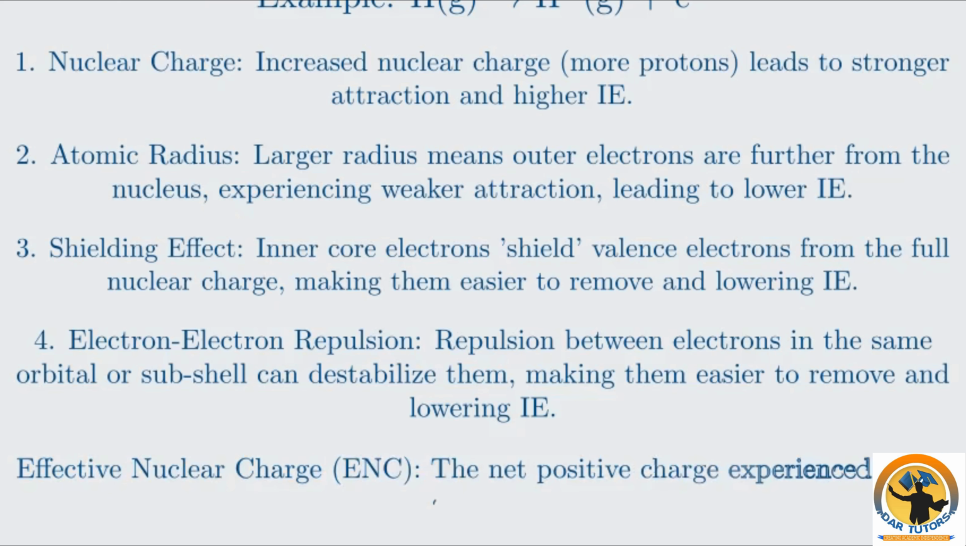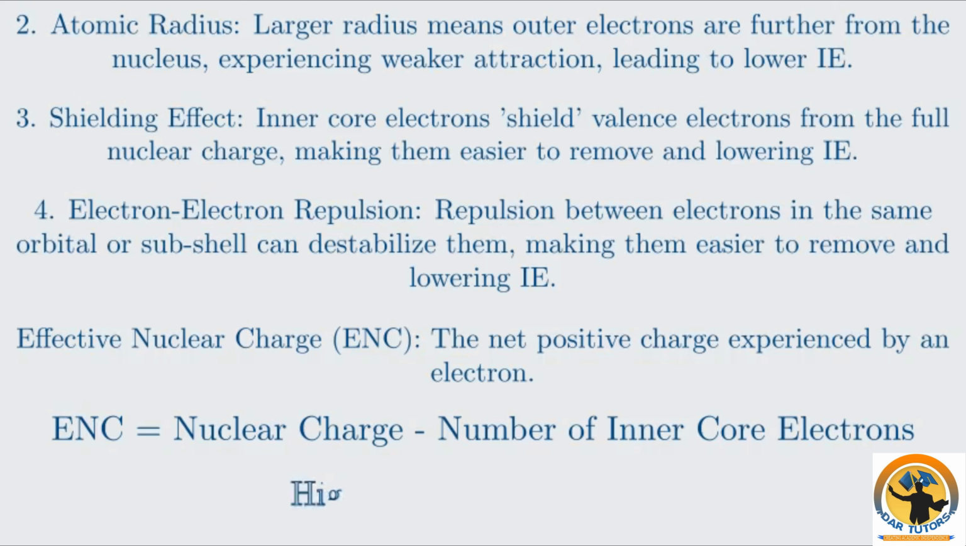All these factors contribute to what we call the effective nuclear charge, or ENC, the net positive charge experienced by an electron. A simple approximation for this is ENC equals nuclear charge minus the number of inner core electrons. The higher the ENC, the higher the ionization energy.